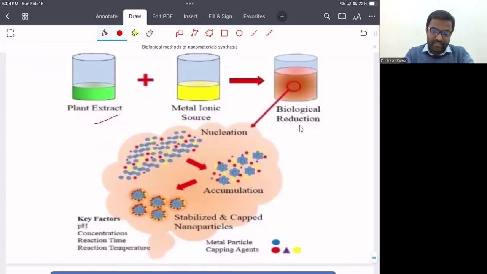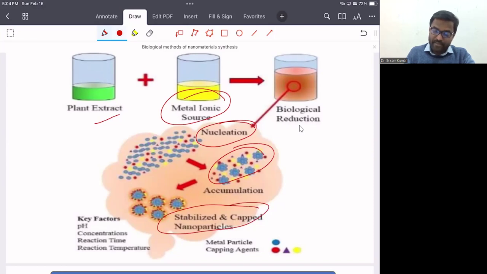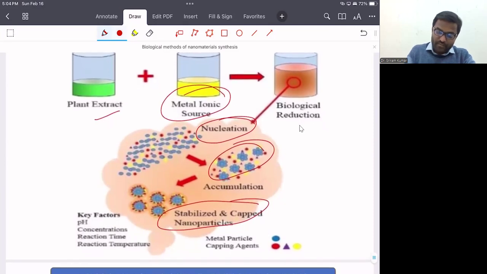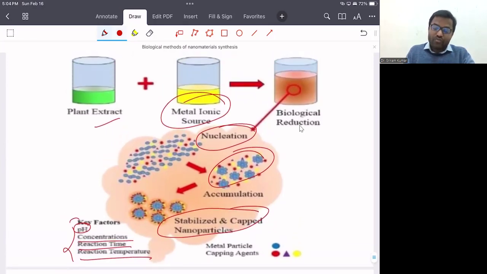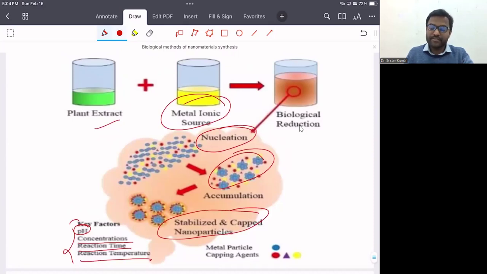We have the plant extract here, and if we just add the metal source there, we will have this process. So we have the nucleation process, then the growth, and then there is the stabilization and capping by a protein, maybe an enzyme. So here we can control the synthesis using different parameters: maybe the pH, concentration, reaction time, and reaction temperature. I already explained these parameters. So we can control nanomaterial synthesis here.